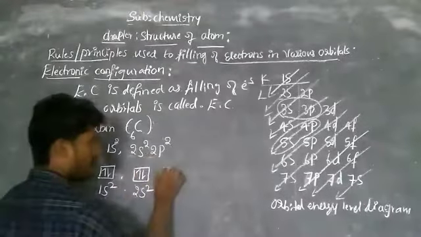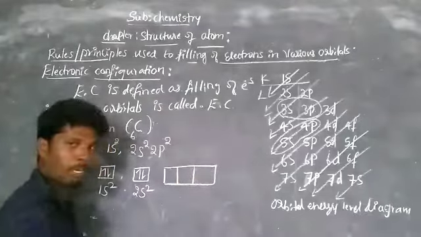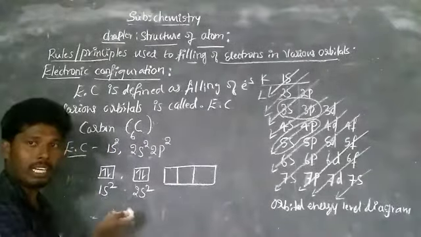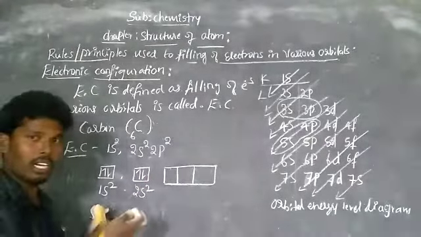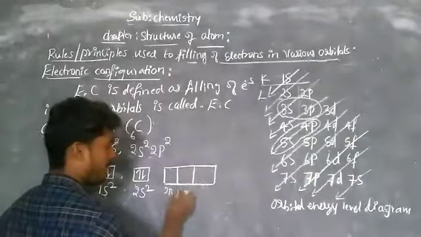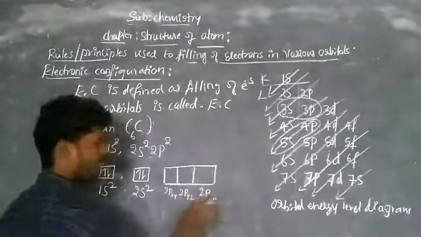Then 2p. So in p there are 3 orbitals, right? That is 2px, 2py and 2pz. But for s there is no directional character, hence we say only s orbital. But in p there is a directional character, hence one is 2px, then 2py and 2pz, like that we indicate.